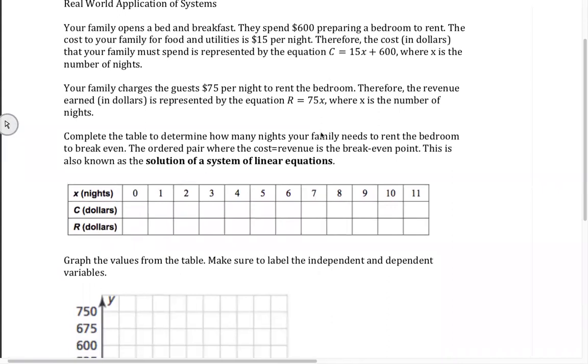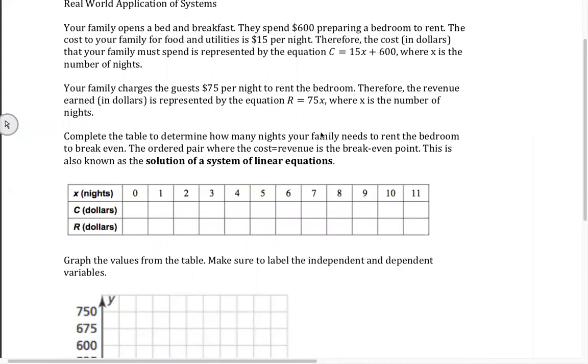So real world application. And this is like a build-in to what we're going to be doing next. So your family opens a bed and breakfast. They spend $600 on preparing a bedroom to rent. The cost to your family for food and utilities is $15 per night. Therefore, the cost in dollars that your family must spend is represented by the equation C equals 15x plus 600. C stands for cost, okay?